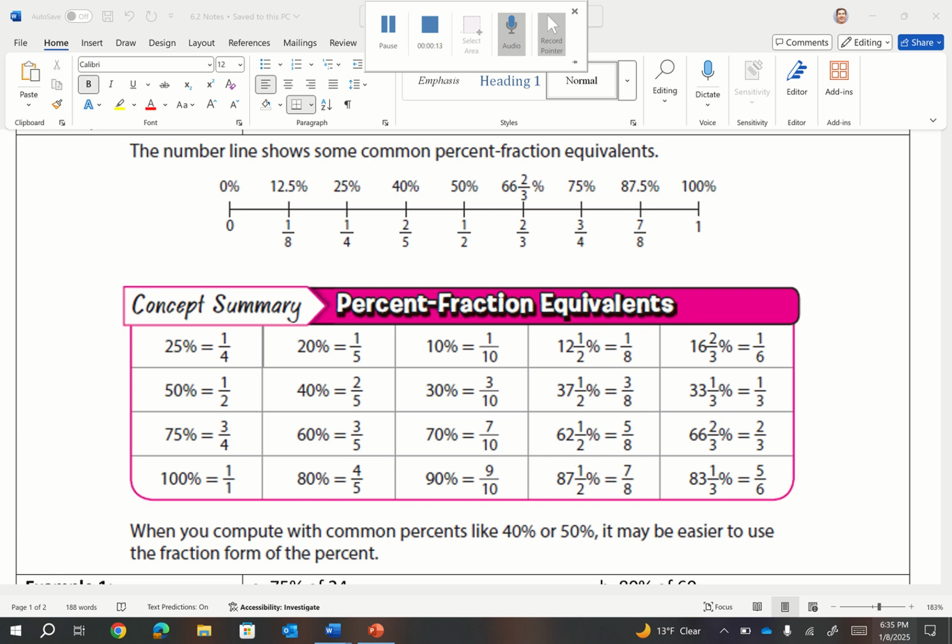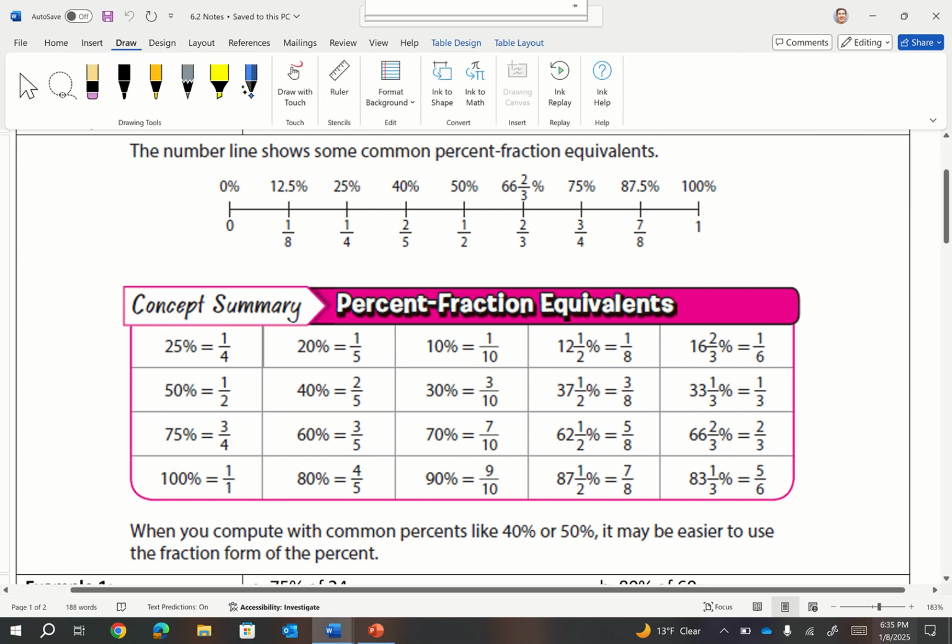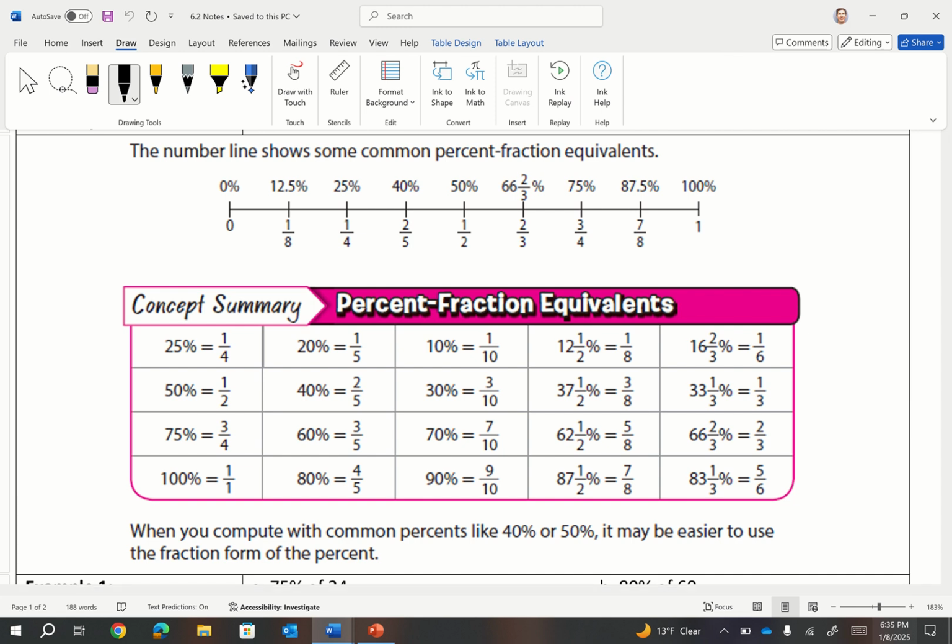But hey, we're going to kick off second semester doing some percents without a calculator. So the goal of today is to use what we learned to find different percents. If you're looking at these first two things here, the number line and the percent fraction equivalents, a lot of these are percents that you should probably already know.